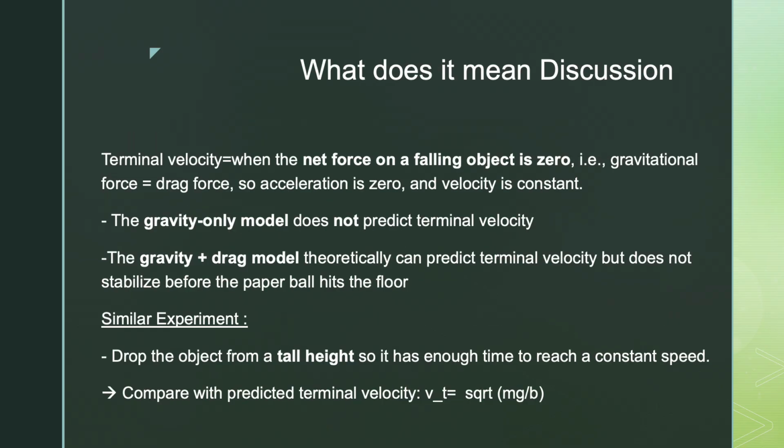What does this mean? Terminal velocity is when the net force on a falling object is 0, i.e. the gravitational force equals drag force, so acceleration is 0 and velocity is constant. The gravity-only model does not predict terminal velocity. However, the gravity plus drag model theoretically can predict terminal velocity, but it does not stabilize before the paper ball hits the floor. A similar experiment would be to drop the object from a tall height so it has enough time to reach a constant speed.